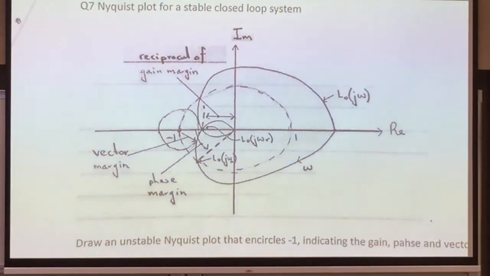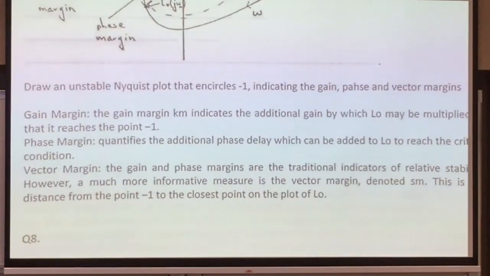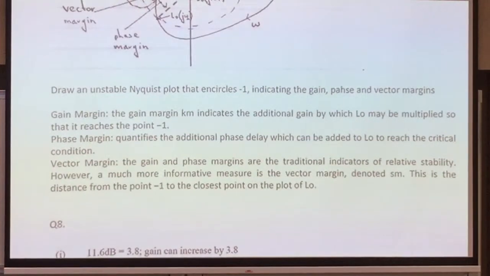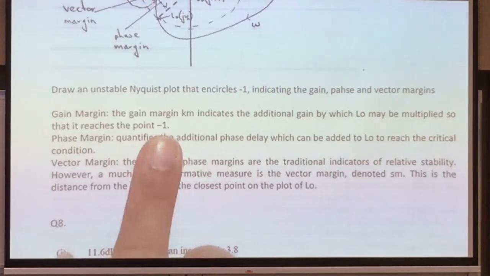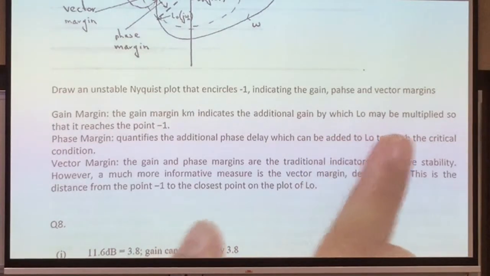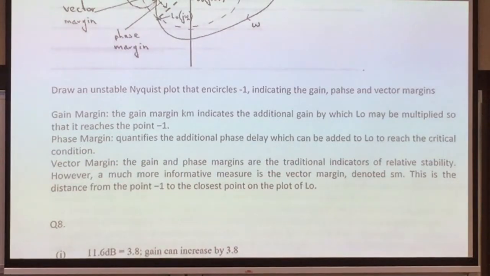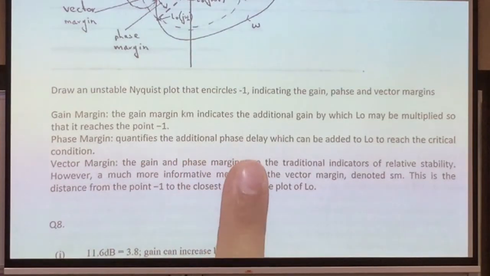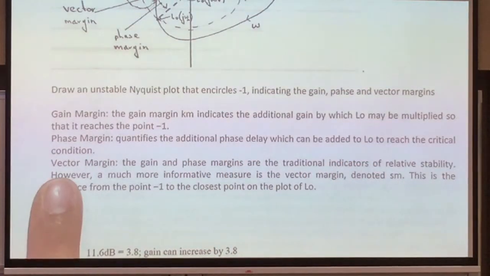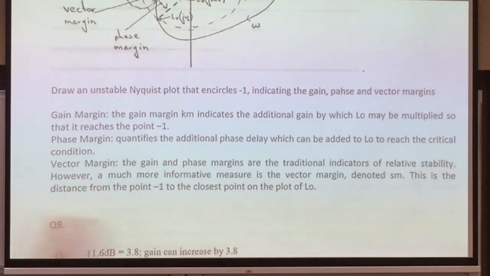That's not difficult. Explain the meaning of gain margin, phase margin, and vector margin, then there's a problem. You're supposed to tell me in words. Gain margin, Km, is the additional gain by which L naught may be multiplied so that it reaches -1. How much additional gain before the system becomes unstable? Phase margin is the additional phase delay which can be added to L naught to reach the critical condition. If instead of saying to reach the critical condition, you tell me before the system becomes unstable, that's also fine.